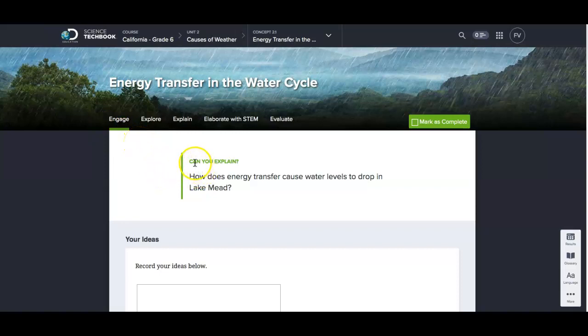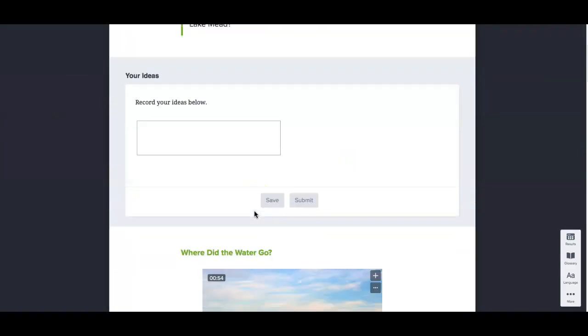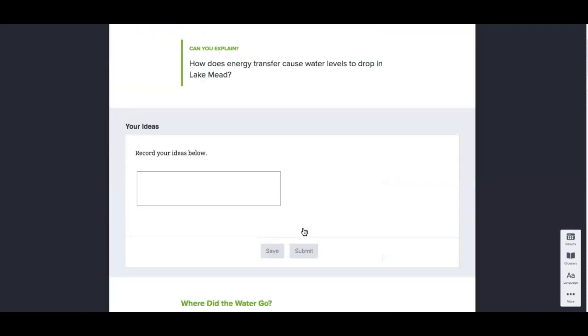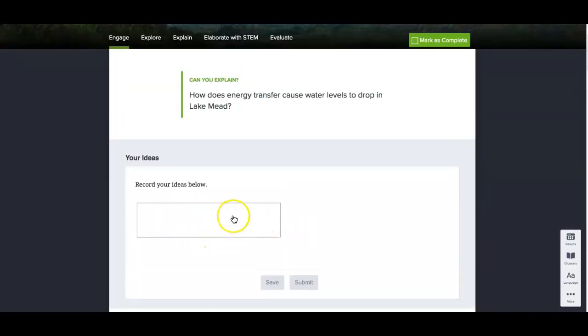The first thing says, can you explain? It says, how does the energy transfer cause water levels to drop in Lake Mead? So what you need to do to answer that question, watch this video about Lake Mead, okay? And answer this question, where is the water going? These are your initial ideas, your initial explanation for where that water is going.